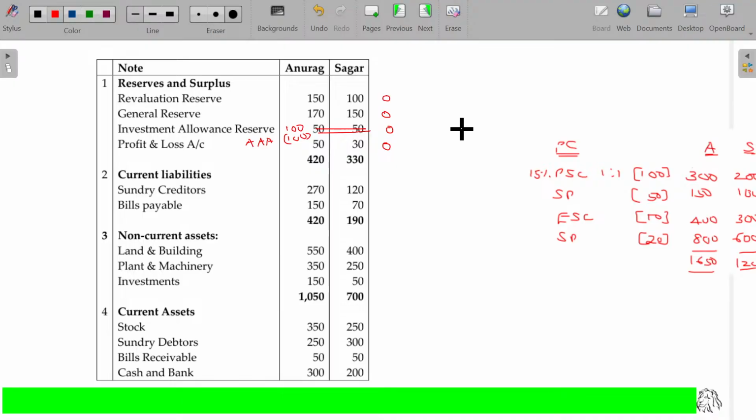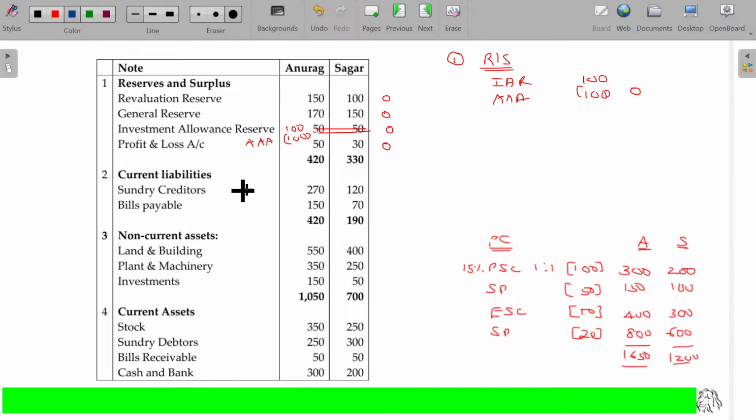You have to show it, so the reserves and surplus will appear this way. Reserves and surplus, okay, schedule number 1. Investment allowance reserve 100, amalgamation adjustment 100 negative. In the outer column we have to show 0. Clear?